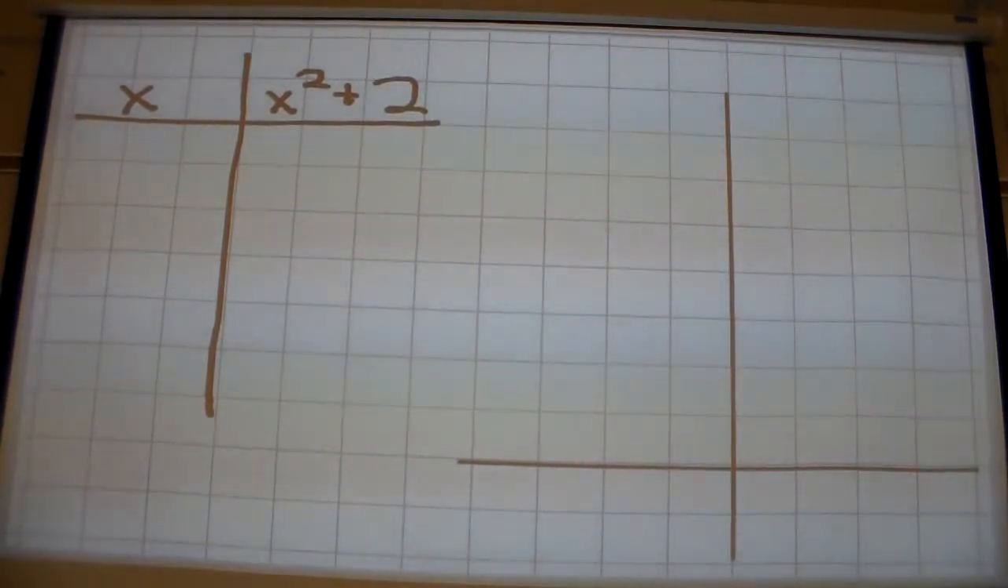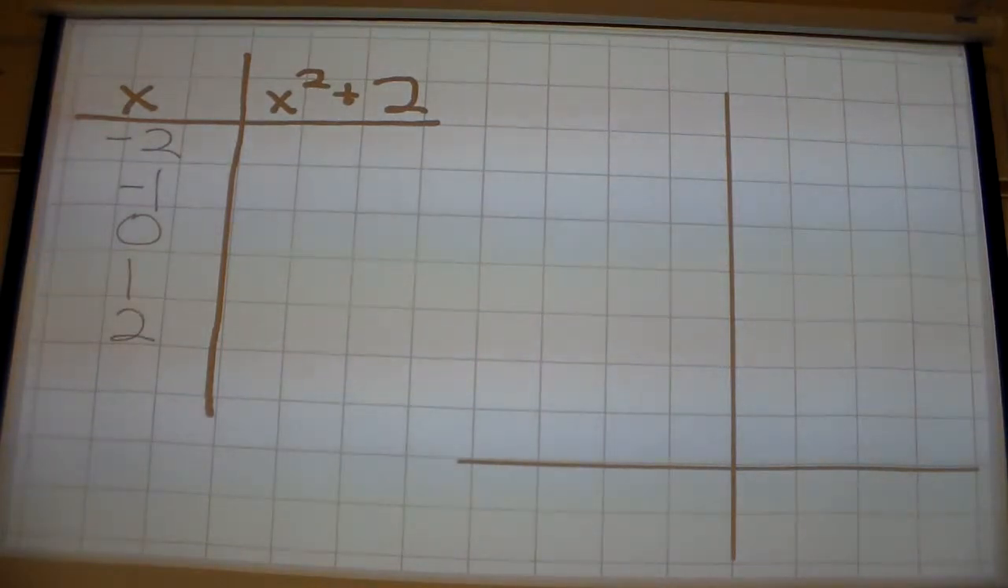Before we get to the recap, one more here. Now I have a 2 out there. What do you think it does to it? It's going to make it bigger. So I'm going to bring in my same x values as before. Okay, so x squared plus 2 is what? Let's go -2 first. -2 squared plus 2 is 6. Okay.